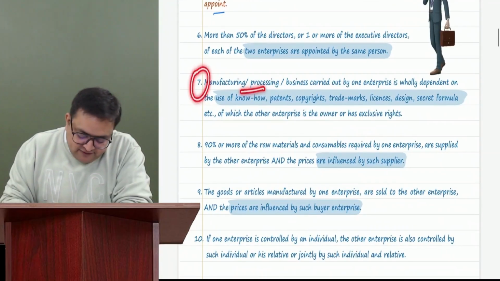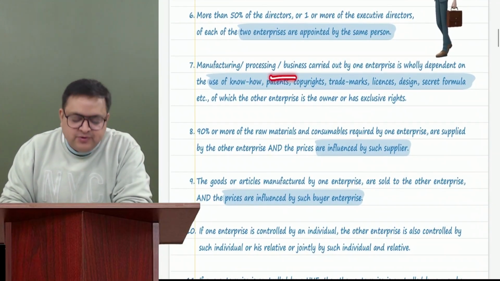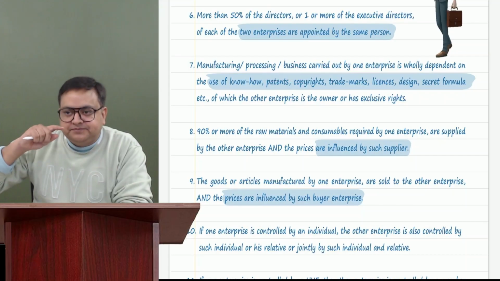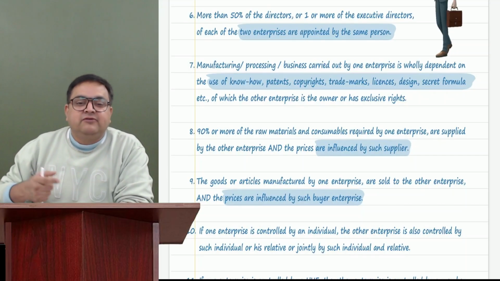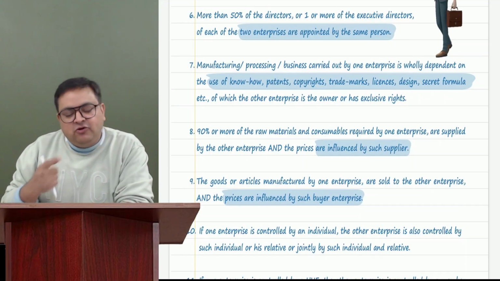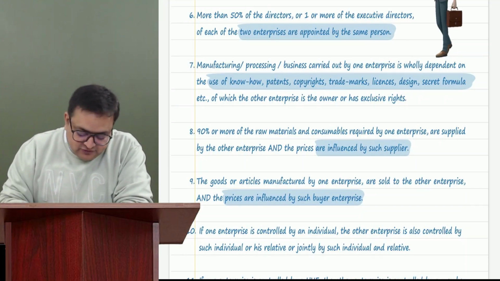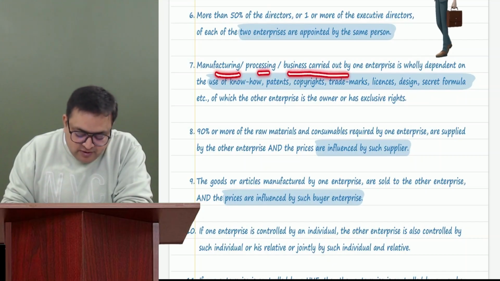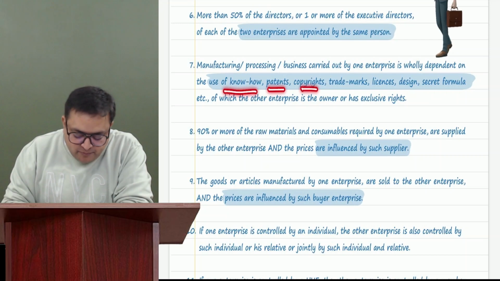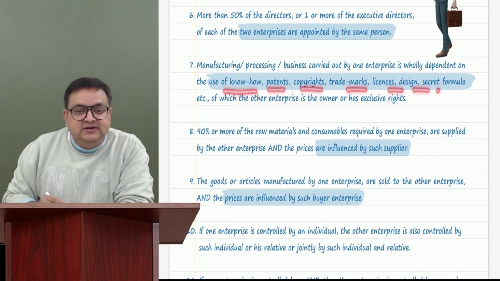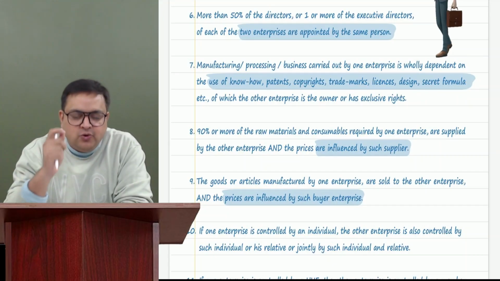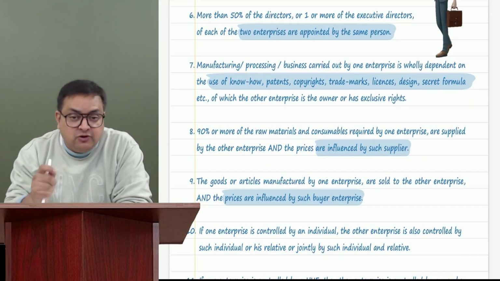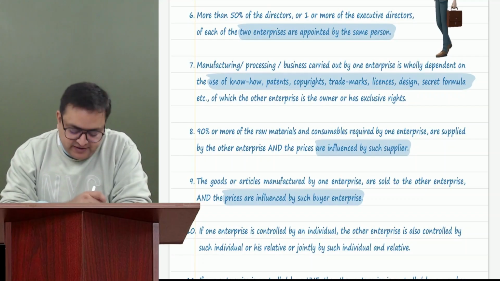The seventh point. If you are dependent on the other enterprise, why? Because of their know-how, because of their manufacturing process, then also you become associated enterprises. So manufacturing or processing business carried out by one enterprise is wholly dependent on the use of know-how, patents, copyright, trademark, license, design, secret formula. You cannot work without that particular know-how, you cannot work without that technology. Then also you will become associated enterprises.